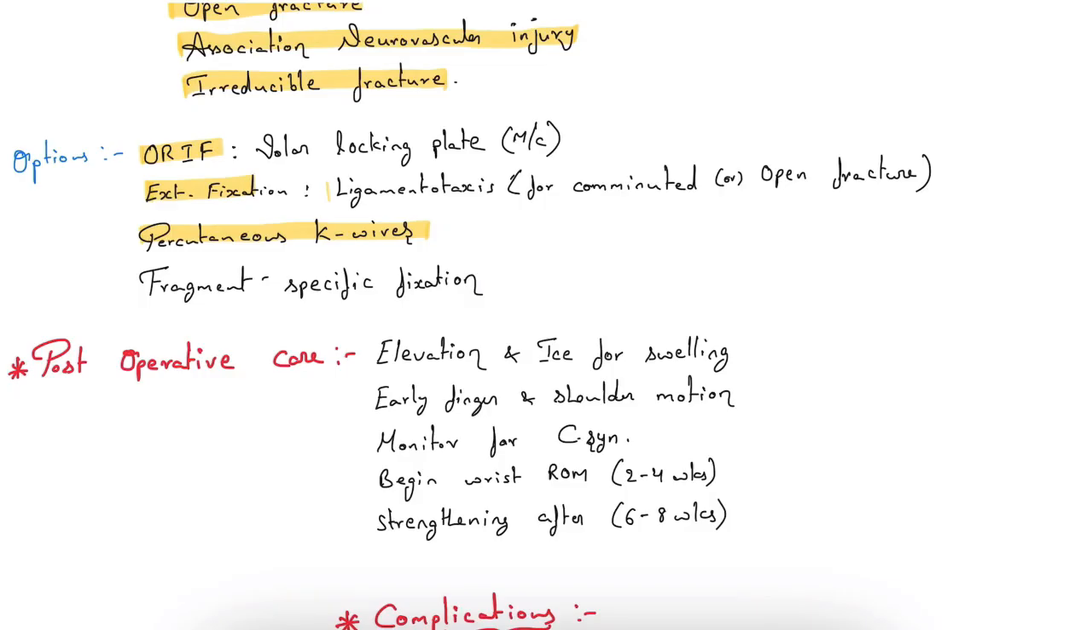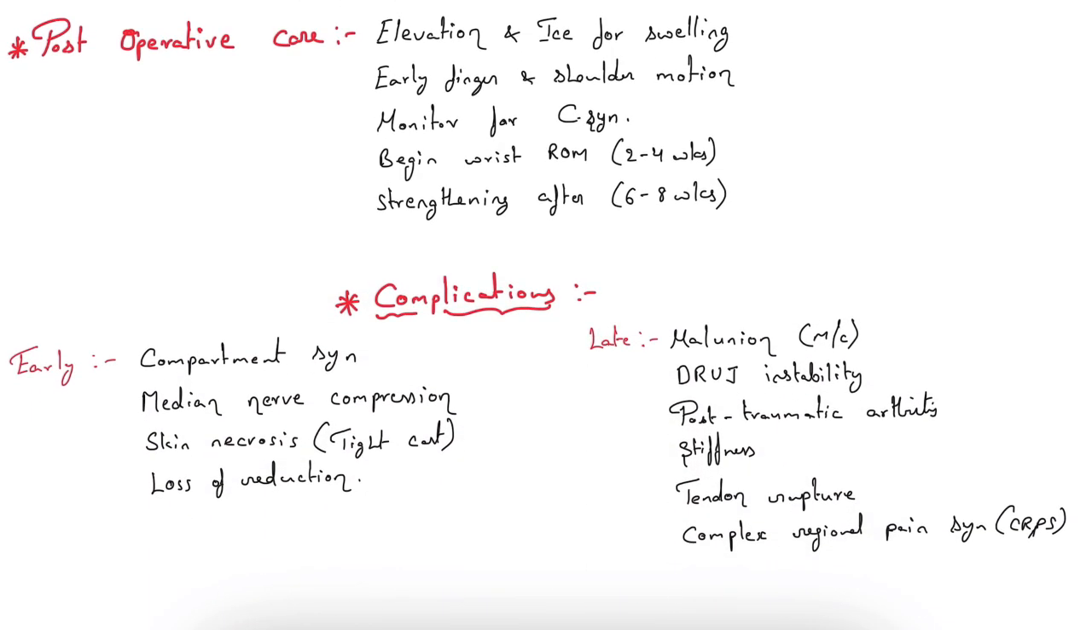Next one, external fixation like ligamentotaxis for comminuted or open fracture, and we can use some percutaneous K-wires and fragment specific fixation. In post operative care, we have to follow elevation and ice for swelling and early finger and shoulder motion, and we have to monitor for carpal tunnel syndrome. Within 2 to 4 weeks after surgery we have to begin wrist range of motion, and we have to strengthen the muscles and tendons after 6 to 8 weeks.